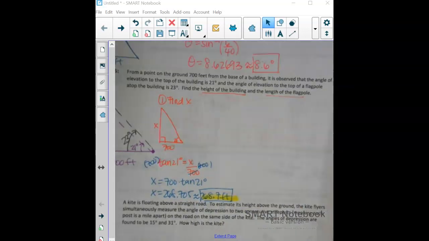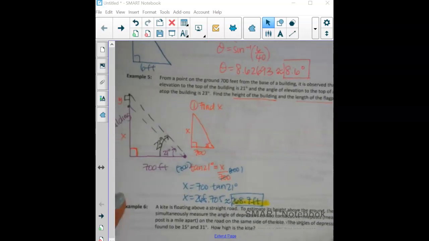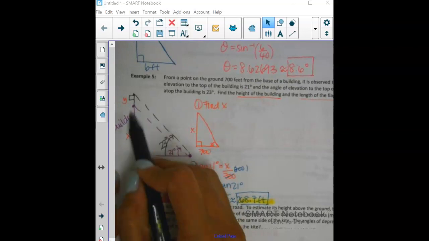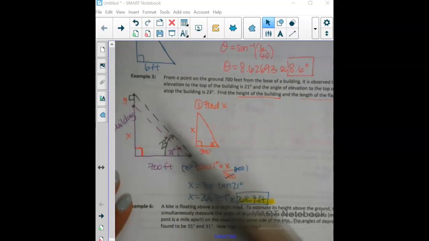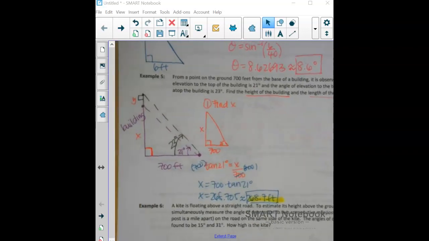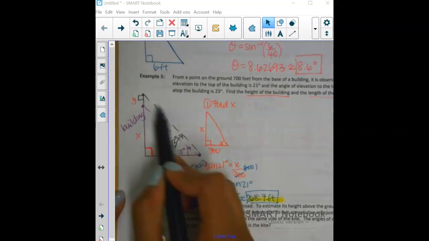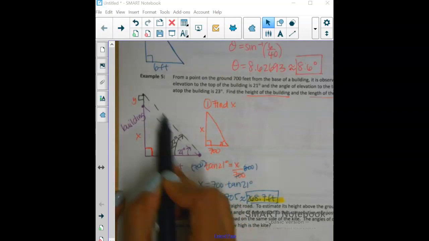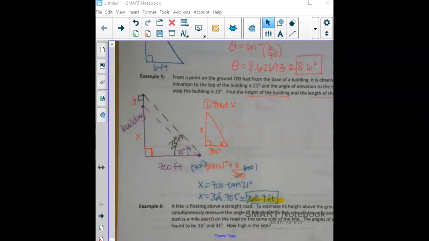I solved the question, right? I'm done? What else do I still have to find? The flagpole. Okay, great. I have to find that too. Okay, so at least I now know what X is, but now I need to figure out what Y is. If I wanted to figure out Y, do I need to use the big whole triangle, or can I use this small one that I have created here? Which one should I use? I would definitely use the bigger triangle.